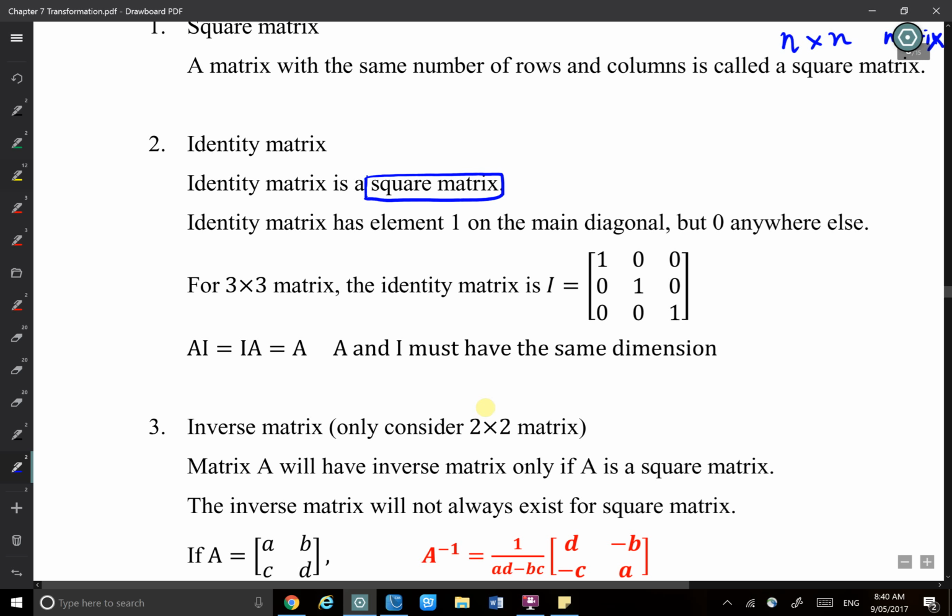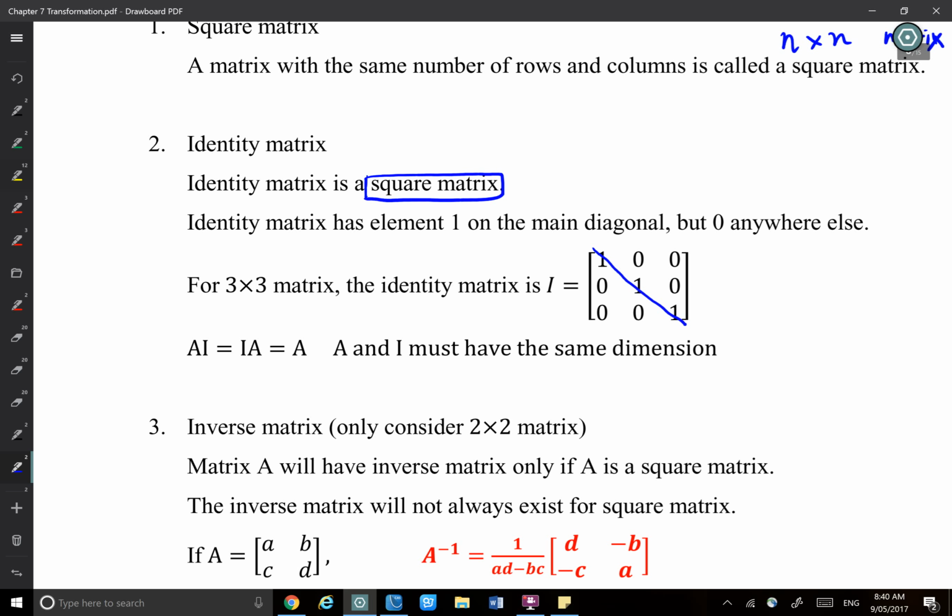For a 3 times 3 matrix, the identity matrix uses I to represent, and you have 1 on the main diagonal. The main diagonal is from the top left to the bottom right. Okay, that is the main diagonal. So you only have 1s on the main diagonal and all 0s elsewhere. That's a 3 times 3 matrix.